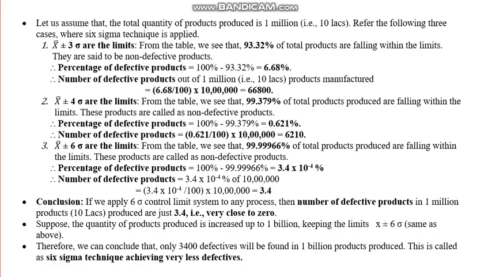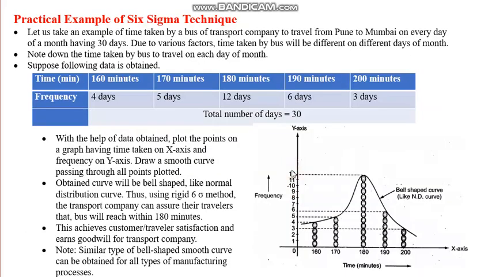As in this last line we are saying, 3,400 defectives will be there in 1 billion products. This is called the Six Sigma technique, achieving very few defectives. When we talk about 1 billion, how many zeros are there after 1? 9 zeros. So for 1 billion, 3,400 is very small. This is how the Six Sigma technique tries to achieve very few defectives.